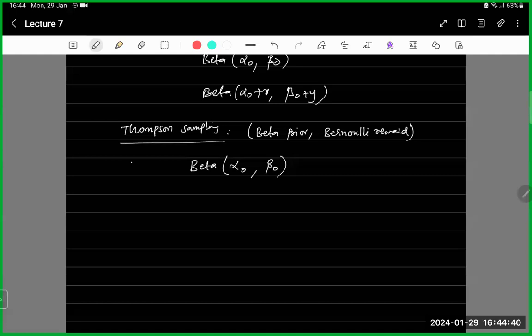For every arm, you need this. So you can think of it as alpha naught of A and beta naught of A. So for every arm, you have some prior distribution, which is a beta distribution. Is this fine? Then what do we do? At round t greater than or equal to 1, what arm will we play?